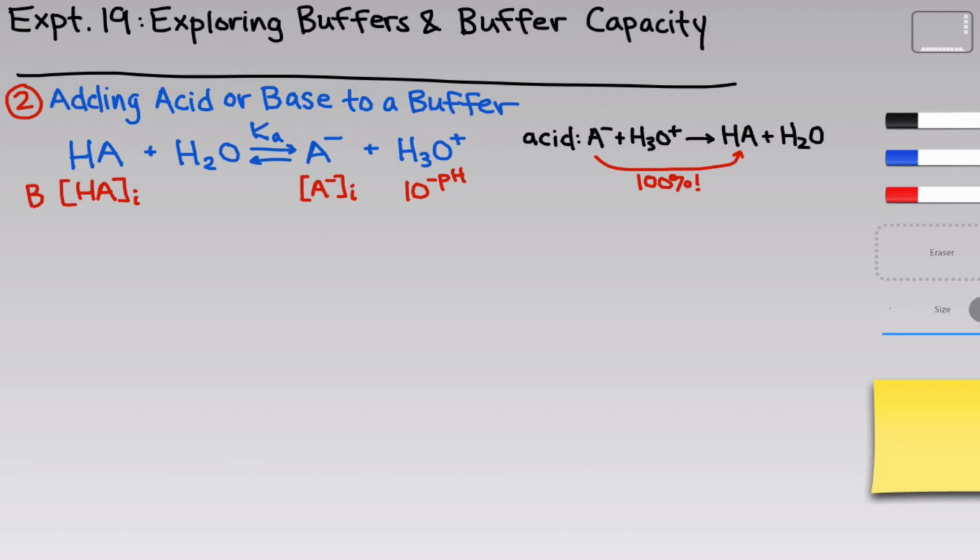This leads to a new set of initial concentrations, which I've labeled with primes here. There are a few things to notice about these new initial concentrations.